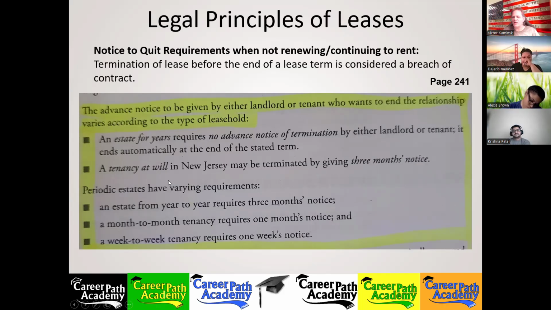If it's a tenancy at will, 3 months notice is needed. And a periodic estate, it depends on the term of the lease. Week to week, 1 week's notice; month to month, 1 month's notice; and an estate for a term of years requires 3 months notice.